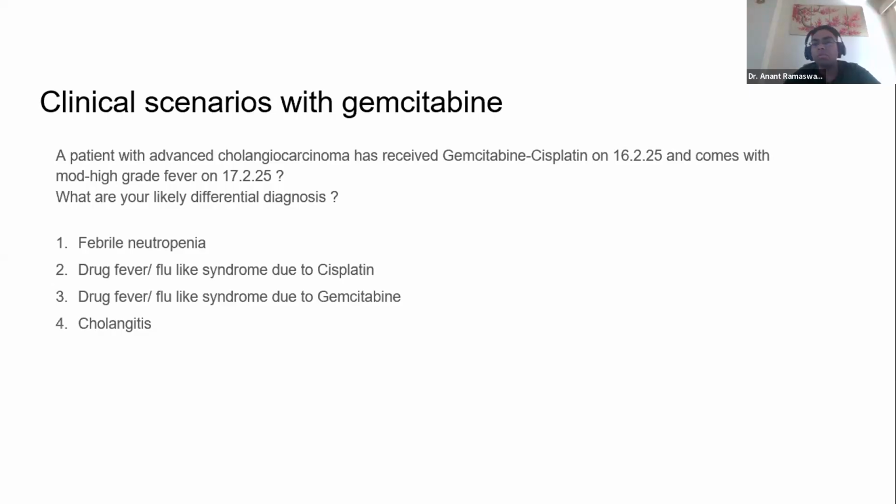Cholangitis 1 day after chemo, unlikely. You will start chemo in patients who have limited jaundice or no jaundice or treated cholangitis. Within 1 day, you will not have it. So remember that within 24 to 48 hours post gemcitabine, a very high number of patients actually develop flu-like syndrome, including fever, and they just need to be treated with paracetamol. So that is the most likely cause of this fever. And the temporal profile is what is important. Right. Next question.